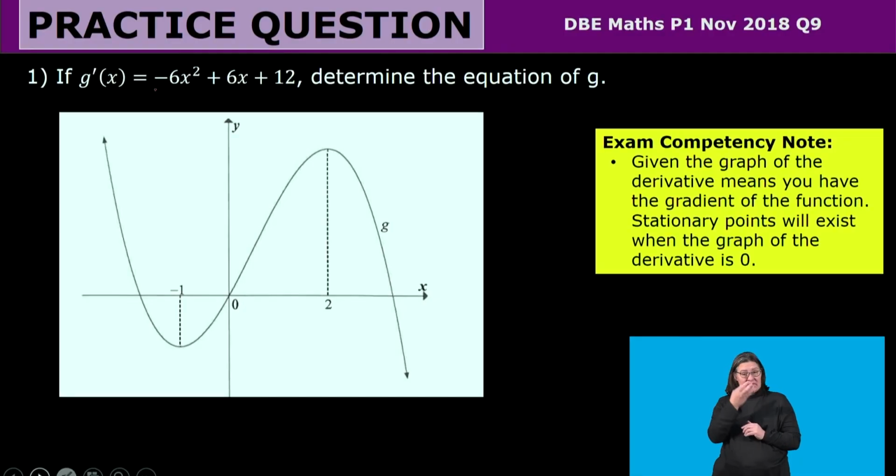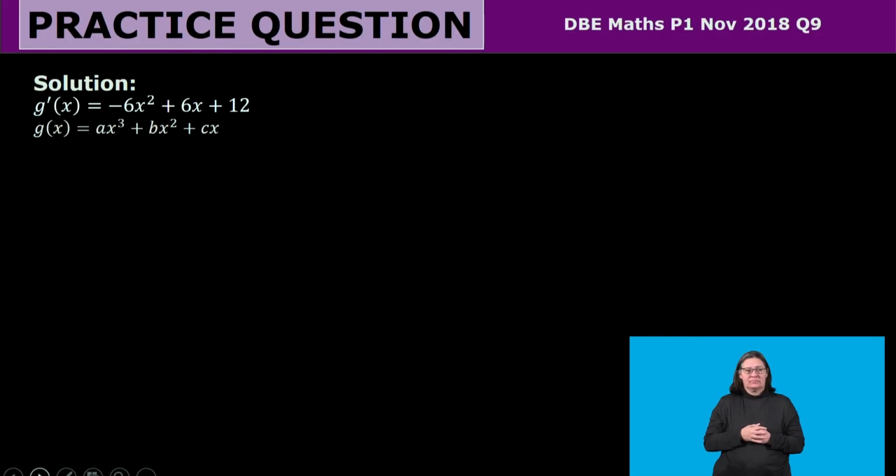So there's no one method to always find the equation of a cubic function. It changes depending on the information that they've given you. This one is slightly different. Because they've given you the graph of the derivative, we have to handle things a little bit differently here. We know that a, b, and c are our unknown values, okay? And they've given us that g'(x) is minus 6x squared plus 6x plus 12.